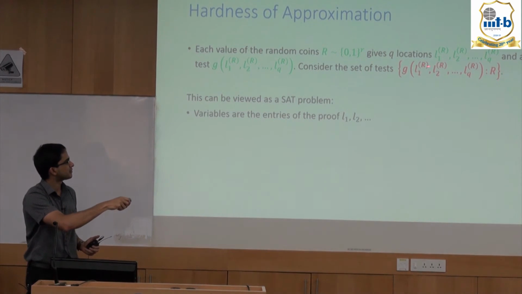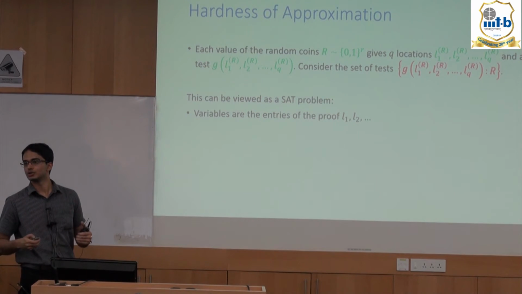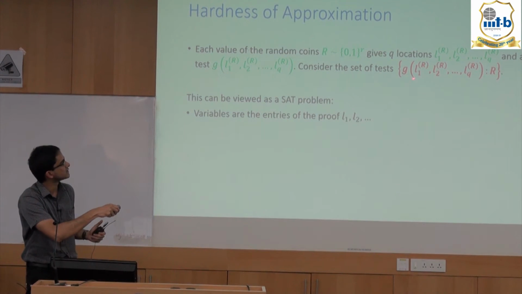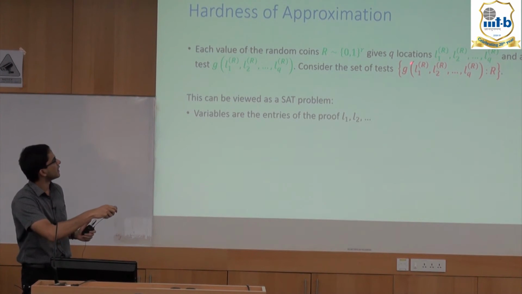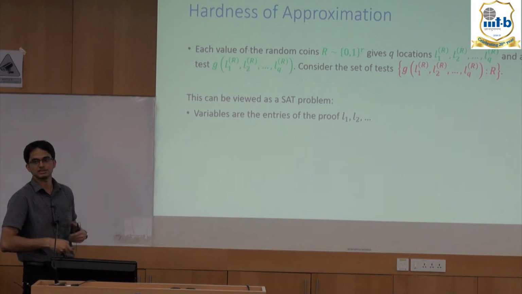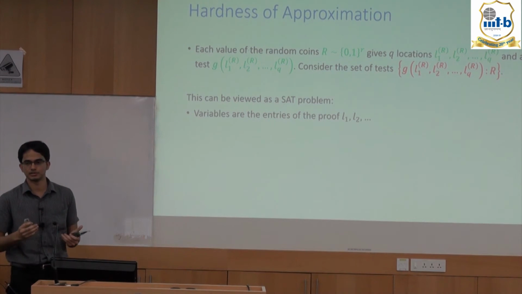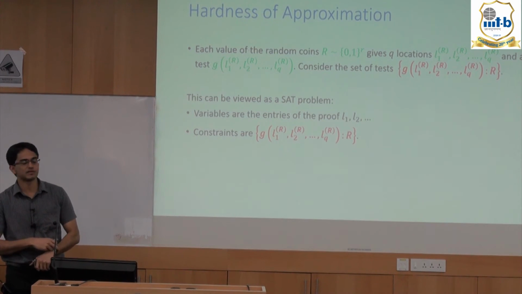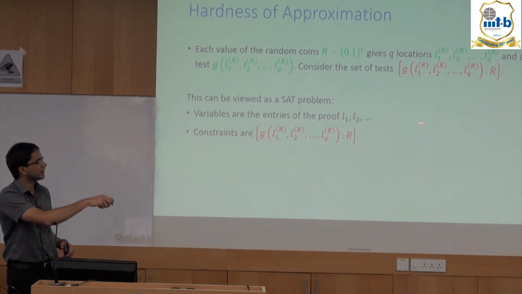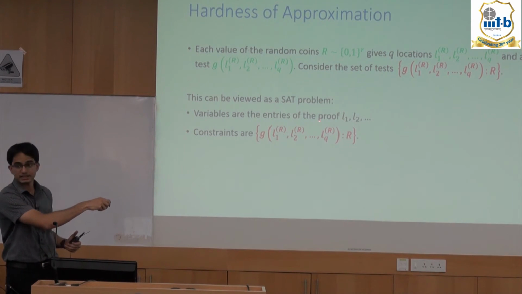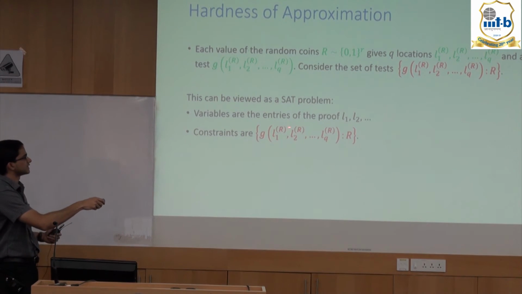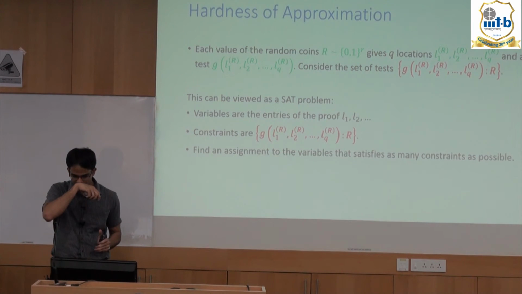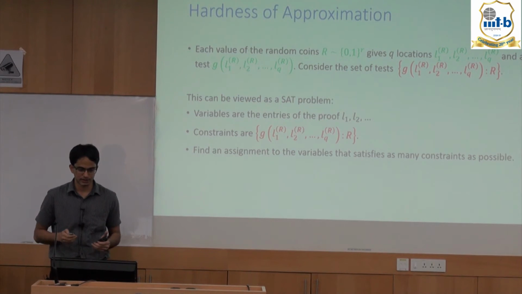Right? So since we are only given the multi-set of tests, what the prover wants to do is view this as a set of constraints and try to find an assignment to these L1, L2, L3 such that as large a fraction of these constraints as possible can be satisfied. So the prover wants to solve this kind of constraint satisfaction problem. L1, L2, L3 are the variables, and these are the set of constraints. The prover wants to find an assignment which satisfies as many constraints here as possible. Right. So that is what the game is.